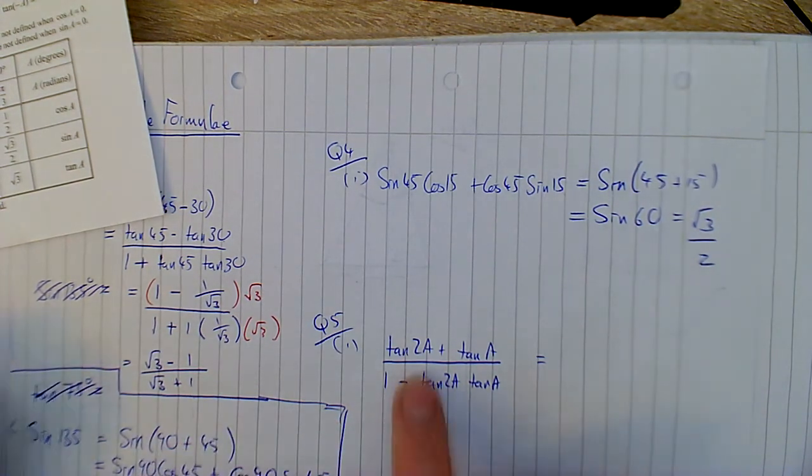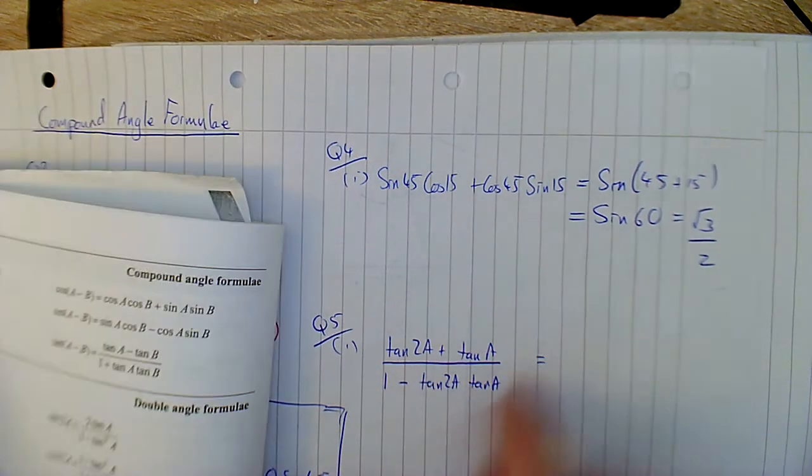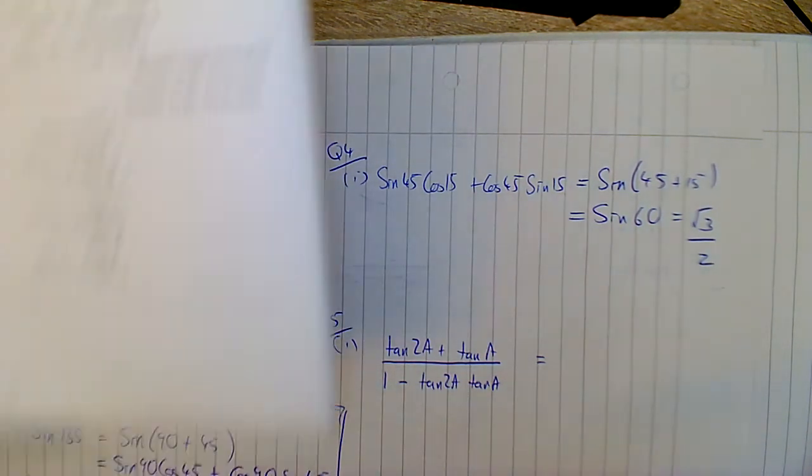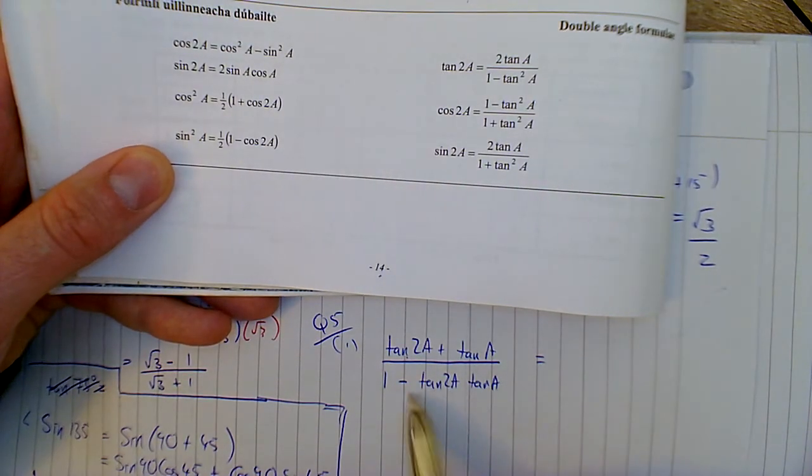Question 5, same thing. They want you to recognize that this is one of our compound angle formulas. That's just for part 1, sorry, I'm going to leave the rest of 4 to yourselves. Question 5: tan of something plus tan of something else, minus tan of something times tan of something else. That's this formula here.